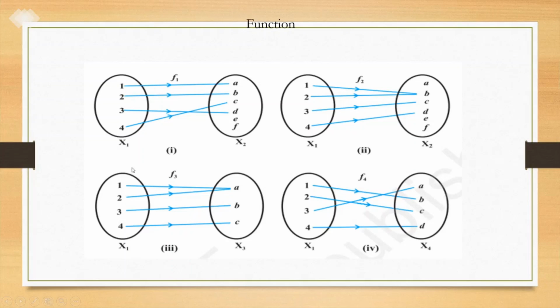So what about f3? f3 is onto. A, B, C. Consider A, there are some arrows going to A. Here more than one, no problem. B, there is an arrow going to B. Consider C, there is an arrow going to C. So there is no element remaining in Y3 in which an arrow is not going to that element. So f3 is onto. Here also there is no element remaining. So f4 is onto.